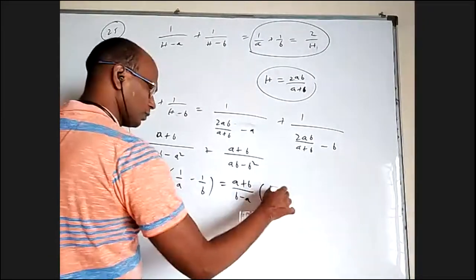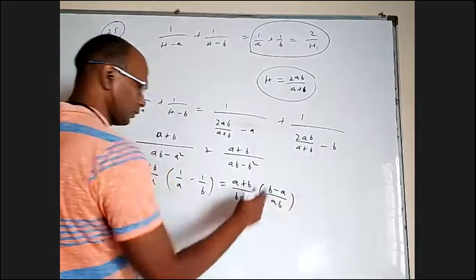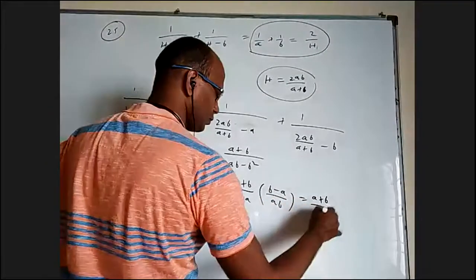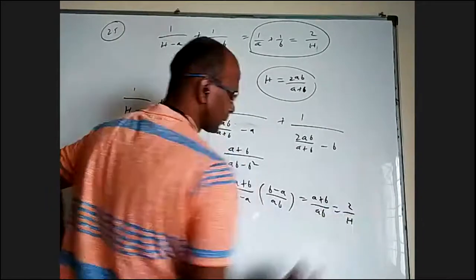This is B minus A by AB. This and this will cancel. You get A plus B by AB, which is 2 by H.